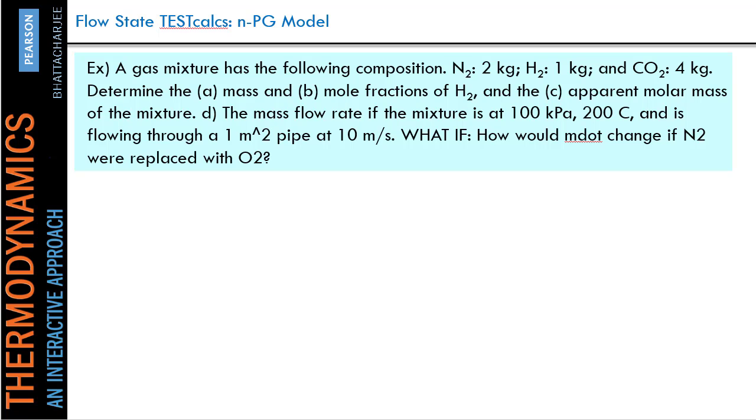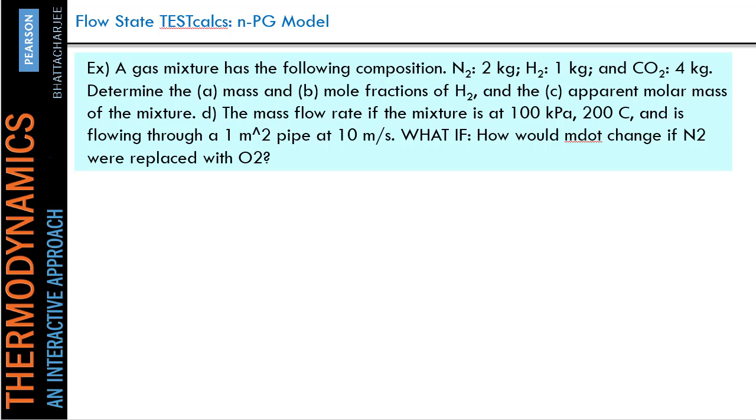This problem states that there's a gas mixture consisting of 2 kilograms of nitrogen, 1 kilogram of hydrogen, and 4 kilograms of CO2. And then it asks us to find the mass fraction and mole fraction of H2, and then the apparent molar mass of the total mixture.